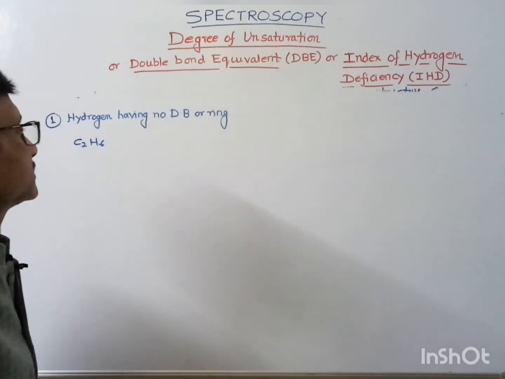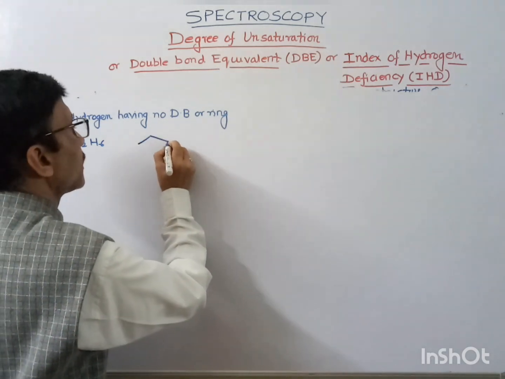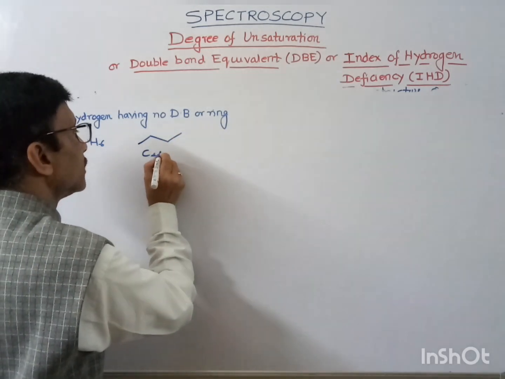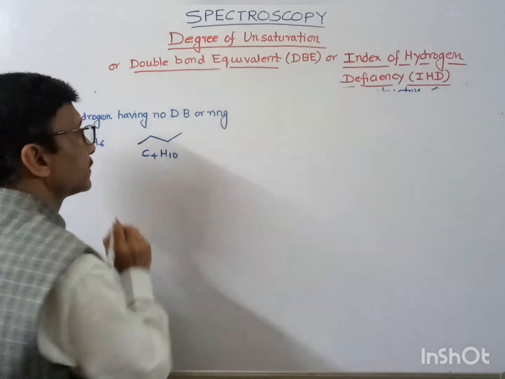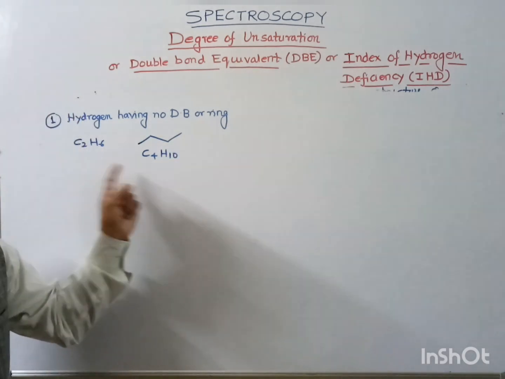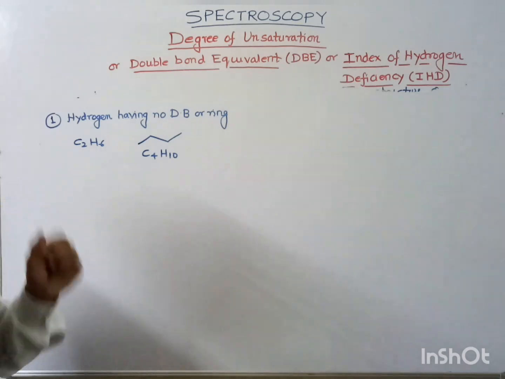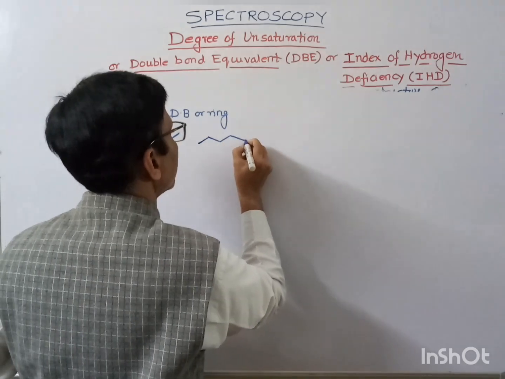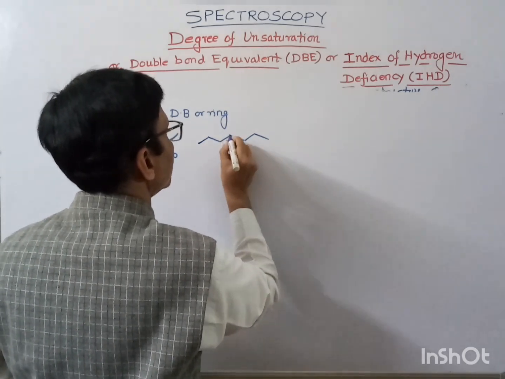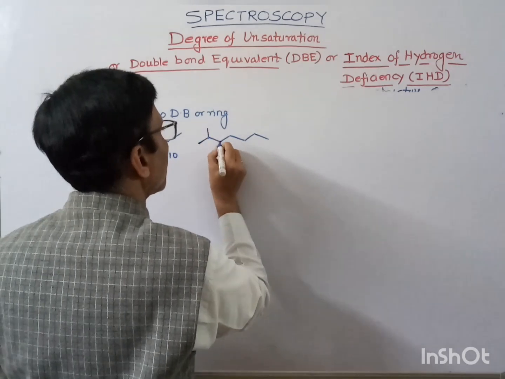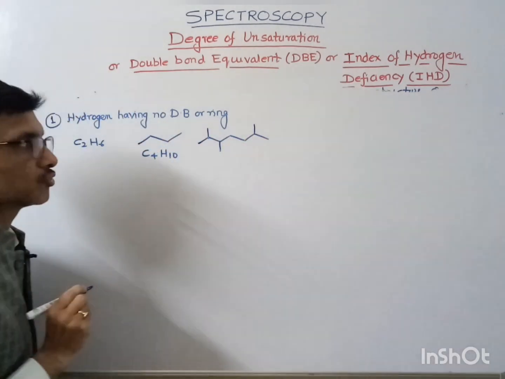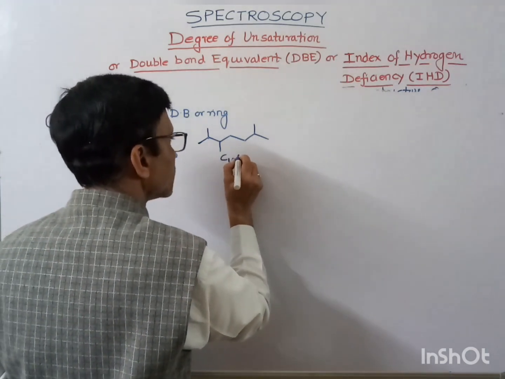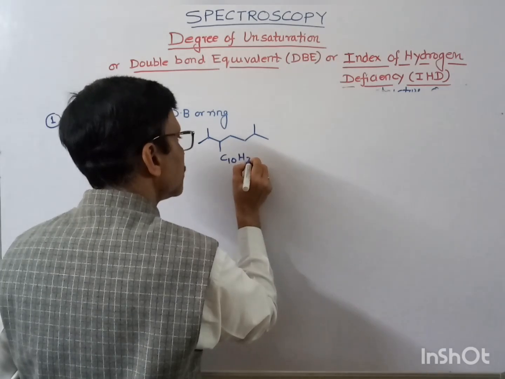C2H6. In the same way, we can suppose we have C4H10. This corresponds to C4H10, butane. And in the same way, suppose it may have 1, 2, 3, 4, 5, 6, 7, 8, 9, 10. So the total number of carbon atoms here is 10. So this corresponds to the formula C10H22.